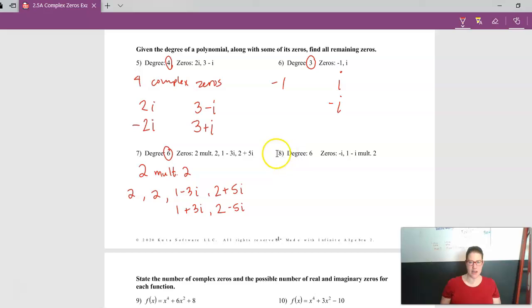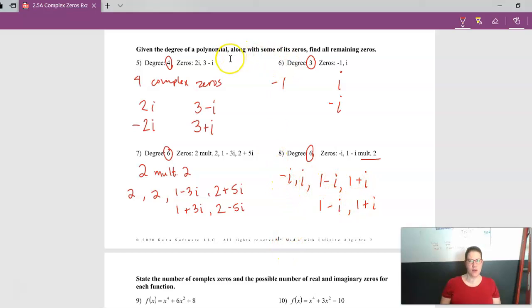On number 8, we have, again, a degree of 6. So there should be 6 altogether. I've got a negative i, which means positive i should also be one of the zeros. I've got 1 minus i, which means 1 plus i should also be there. But that one says it is multiplicity 2. So that means that 1 minus i is actually happening twice, and so also 1 plus i would have to happen twice. There's 1, 2, 3, 4, 5, 6.